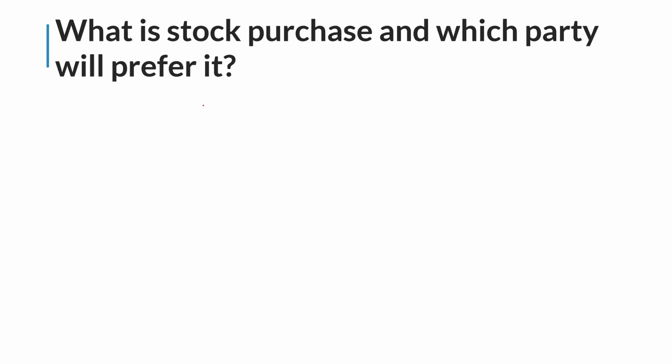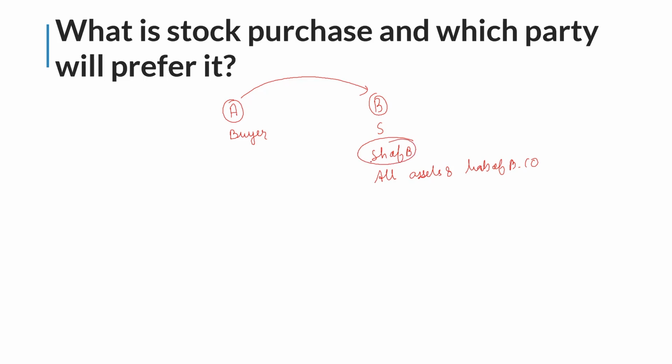So stock purchase means, see, let me give you an example. There is A company and there is B company. A wants to acquire B company. So B is the seller, A is the buyer. One way to acquire B company is to acquire the shares of B company. Another way to acquire B company is to acquire all the assets and liabilities of B company, right? So if the shares of B company are acquired by A company, it is called a stock purchase.